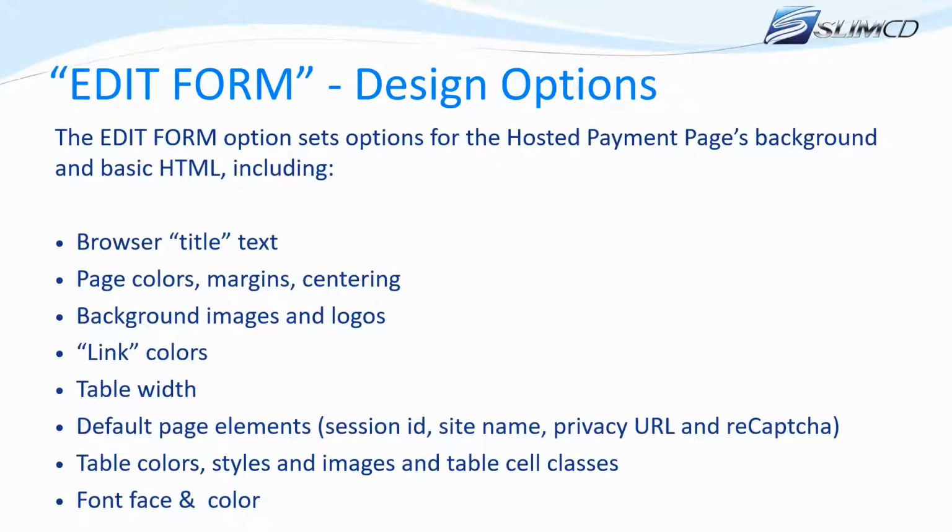So the basics and what most folks can get most of their functionality from is the simple edit form design, which controls the whole page, and that includes the title text that comes at the top of the browser, page colors, margins, and centering, whether you want it centered, slammed, or whether you want a little margin around it, things like that, link colors, table widths, default page elements. You can put different text on by default, privacy URLs, etc. And again, the same with the table colors and styles, images and table cell classes, and the whole page's font and face color. So let's take a quick look at some of that now.